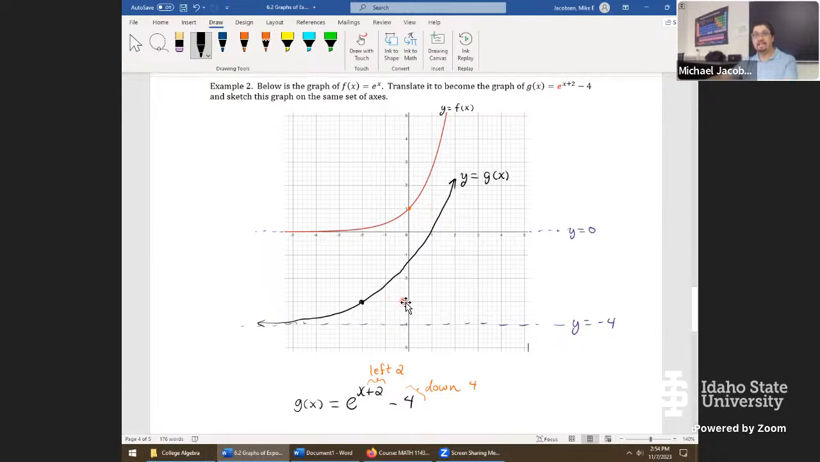We moved it down 4, and then at the last minute, we were to also move it left 2. I mean, we said that. I think I got sidetracked with the asymptote. And that's what the new graph would look like. Any questions about that one at the moment?